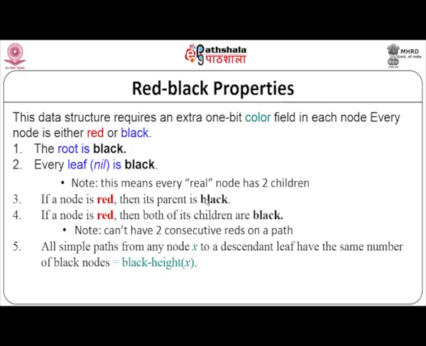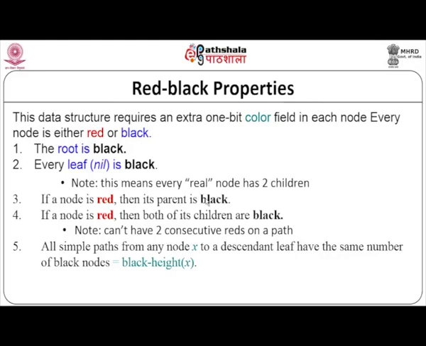That is the fourth property. Now, all simple paths from a node V to the leaf have the same number of black nodes. Now, this is that height balancing coming in. So, we have what is called a black height of a node X. I will repeat this again, we will go to the properties once again.